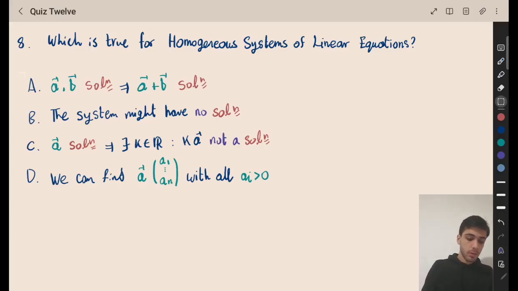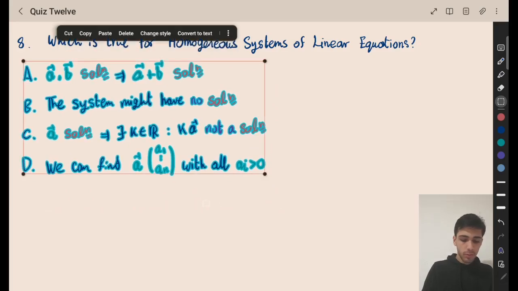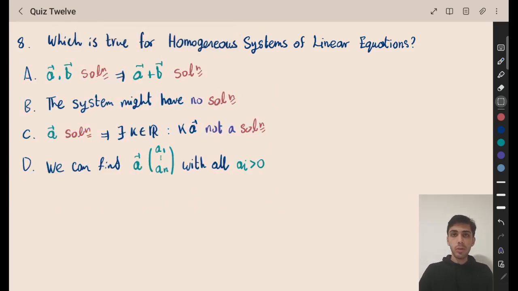I think it is clear that in order to solve a question like this one, you need to familiarize yourself first with what a homogeneous system of linear equations is. Simply, a homogeneous system of linear equations is one that looks like this. So you have some matrix, you have some vector, and you're looking for the homogeneous solution. Homogeneous means that the system or the vector of variables in the end is the zero vector.